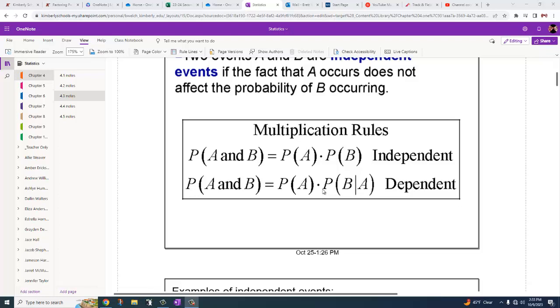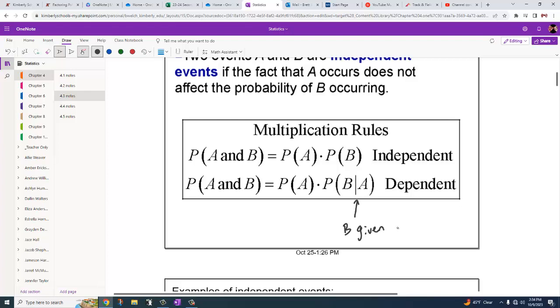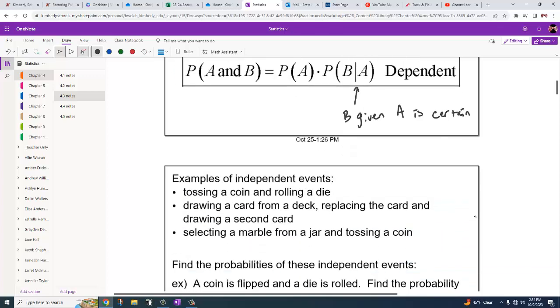So a useful note to take here would be to say that this means B given A is certain. So if A is going to occur, right? So we have the probability of A, that took care of A. Now we're timesing it by the probability of B given that A has already occurred. We'll look at some examples of these as we go down.